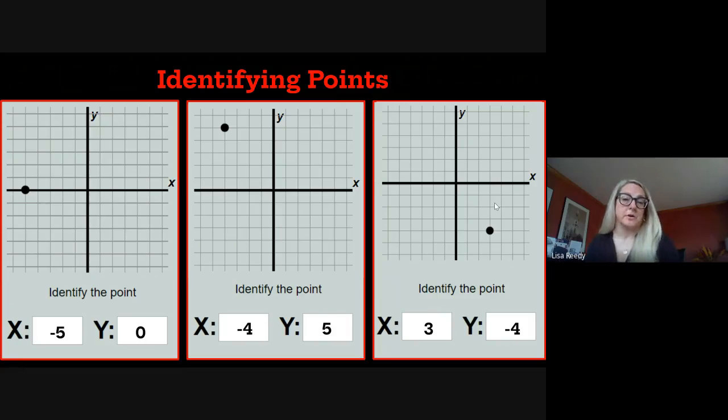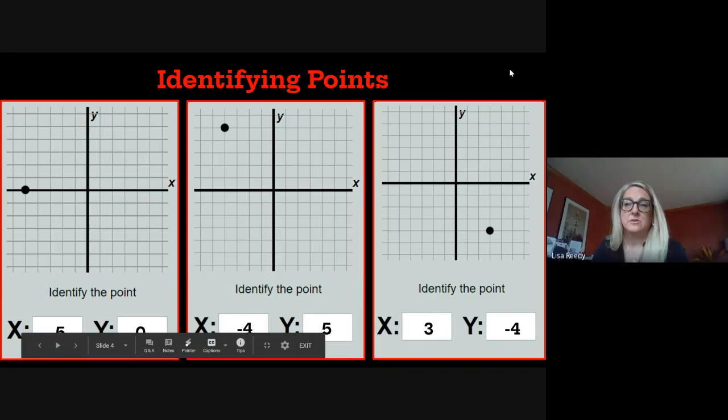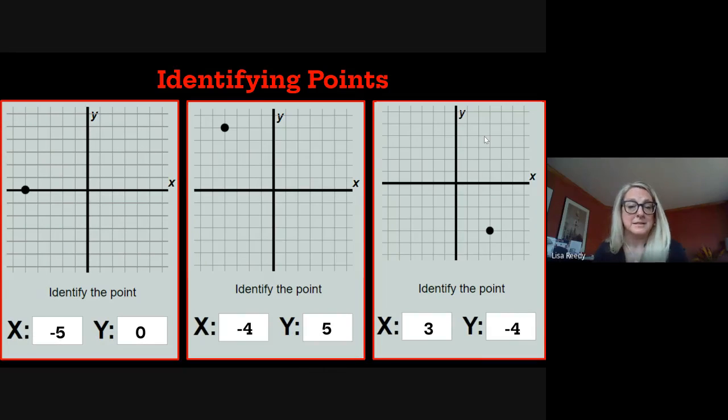So the second part of your quiz today is going to be identifying points. You have to be able to put the X and the Y value in to explain what ordered pair is represented by the dot. It looks just like these examples we did. So please take your time and be careful, making sure your positives and negatives are right and that you're putting the X value first and the Y value second.